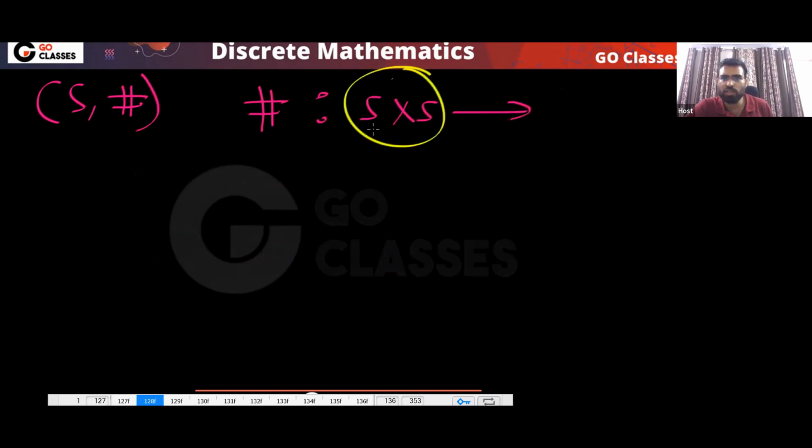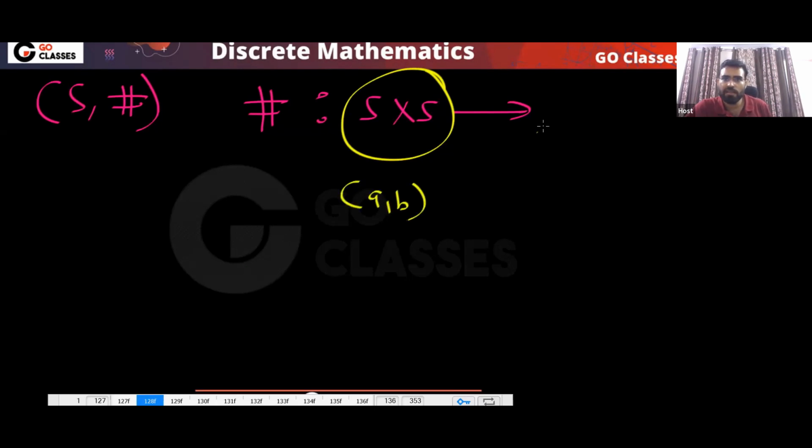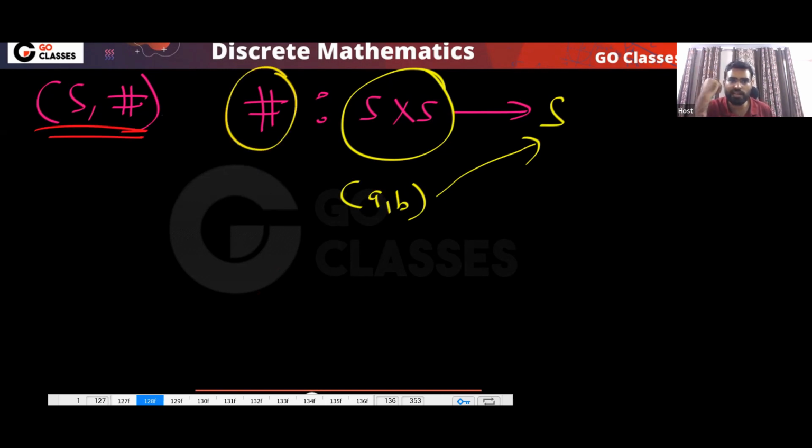What this means is that whatever two elements you take, any two elements A comma B, the result is in the set S. So this is the reason I can say this binary operation relates to closure property. Is it clear? Any doubt in this?